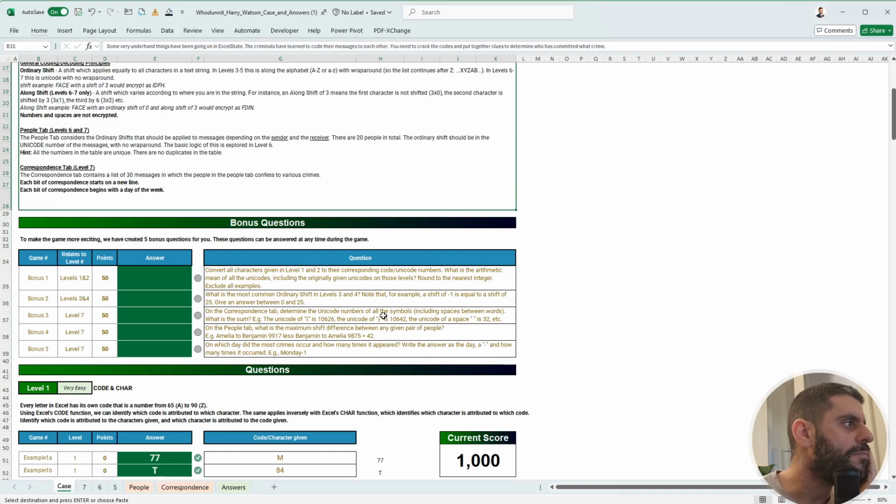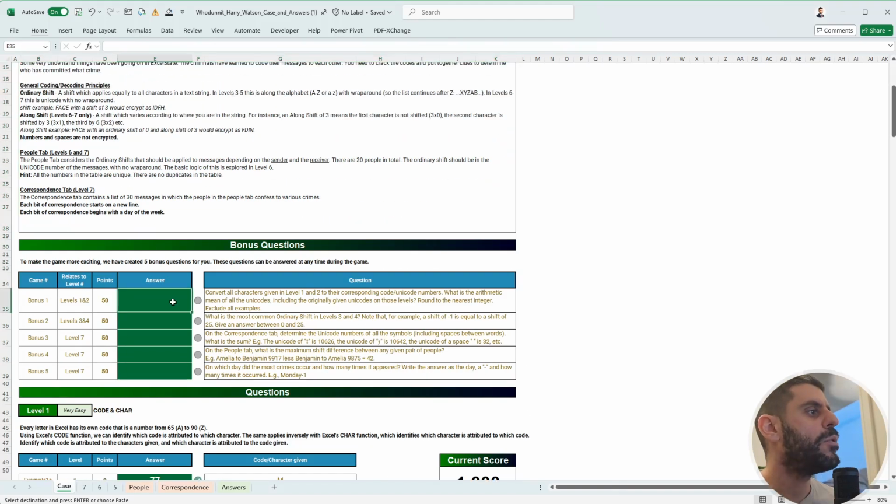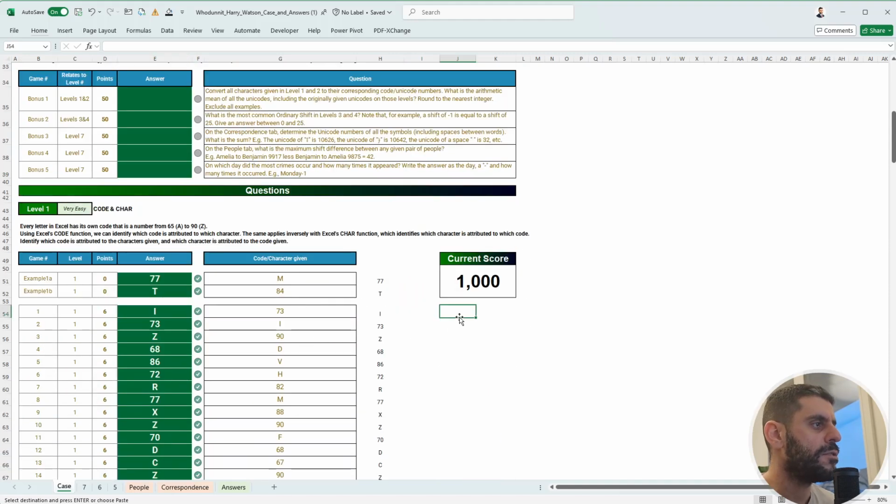Quite a long time. Luckily the bonuses are quite easy, so convert all characters given in level 1 and 2 to their corresponding code unique numbers. What is the arithmetic mean of all the Unicodes, including the originally given Unicodes? That required me to do that a couple of times to be sure.